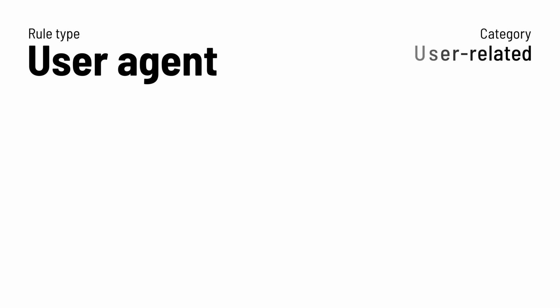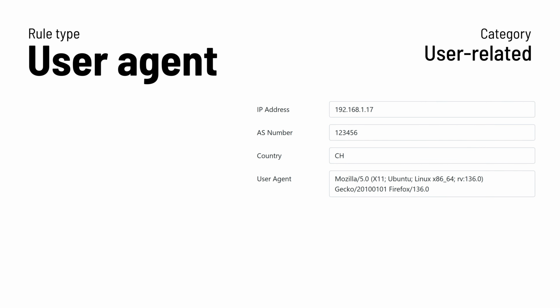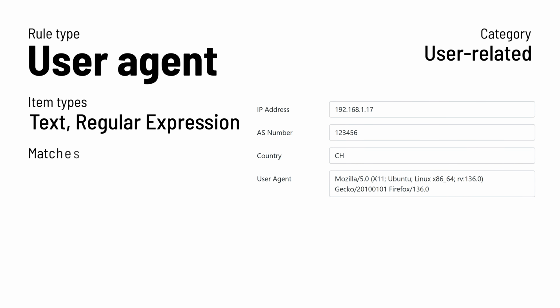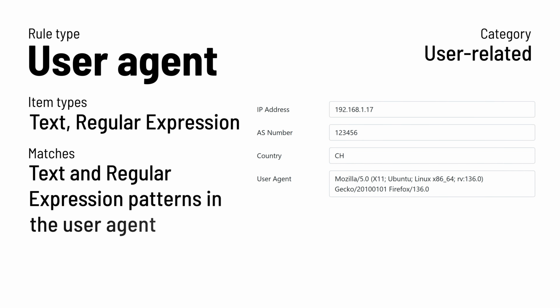If you want to rate bot-like user agents, you can do that with the rule type user agent. You can specify a part of the user agent with the item type text, or use the item type regular expression to match it with a pattern.